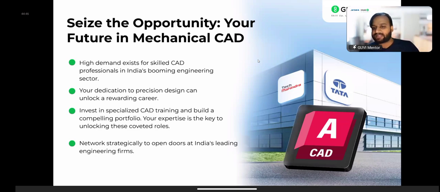What should we practice for design as a beginner? There are plenty of items present on Google. From there you can take any of the drawings and practice that drawing. That is how, as a beginner, you can start. So these are the opportunities.